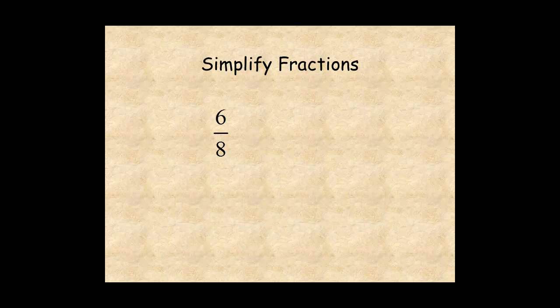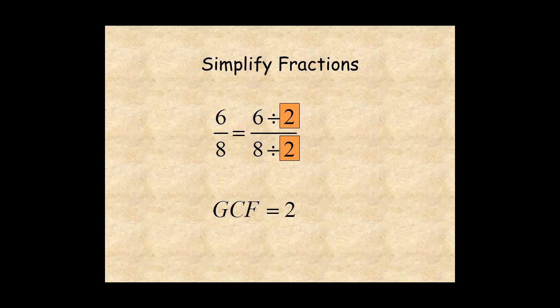For another example, 6 and 8 have a greatest common factor of 2. So divide the numerator and denominator by 2. The common factor is eliminated and you have 3 over 4. You could also write the prime factorization of the numerator and denominator. Then cross out common factors and you have 3 over 4.